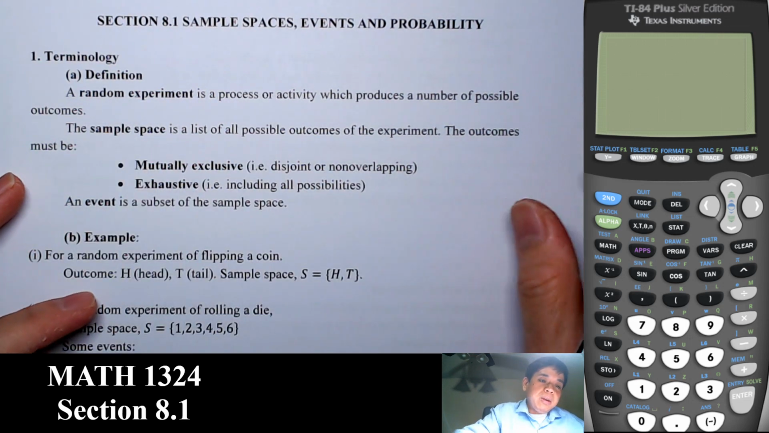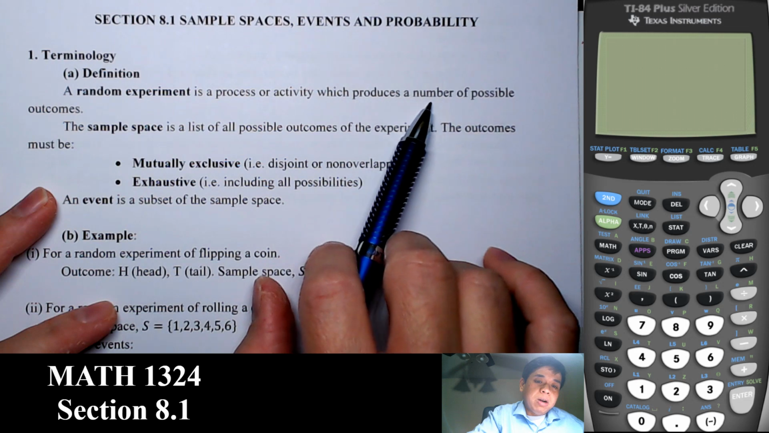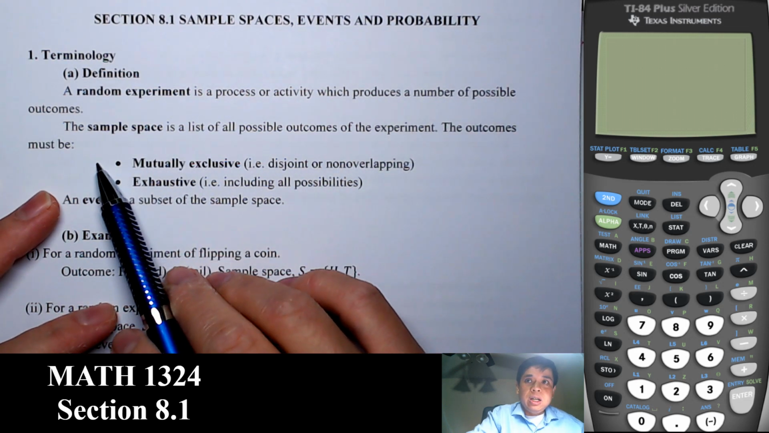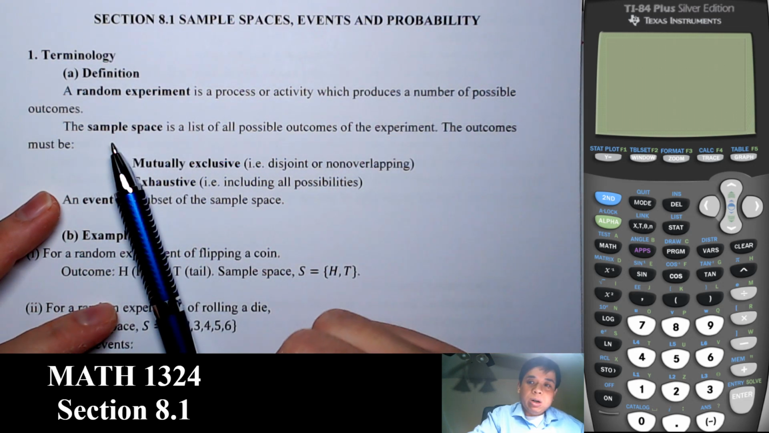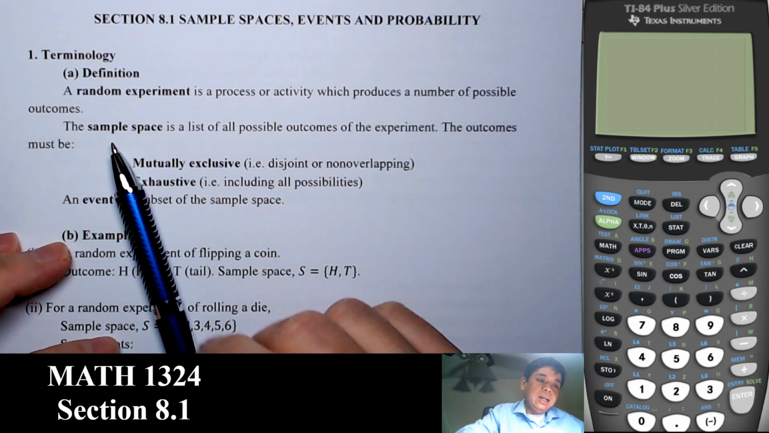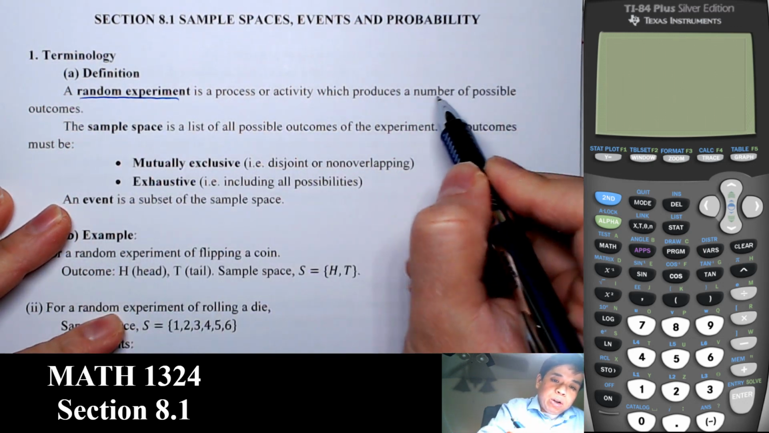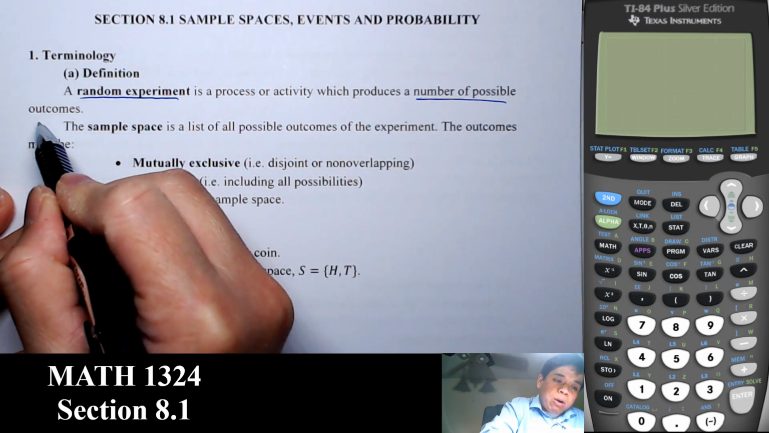A random experiment is a process or activity which produces a number of possible outcomes. So let's say we're flipping a coin, then we have a head or a tail. So that is an experiment. You have the outcome of getting a head or the outcome of getting a tail. So that is a random experiment. It produces a number of possible outcomes.